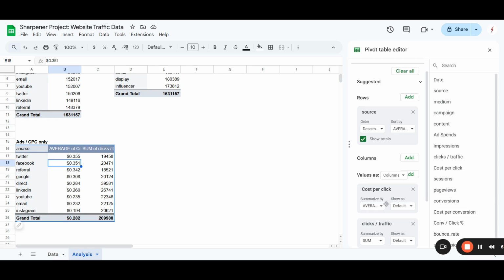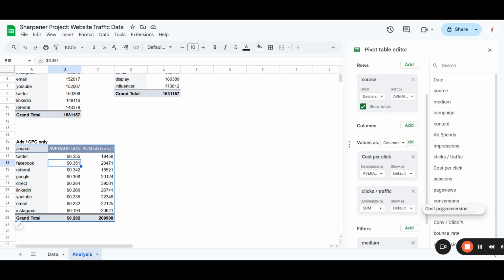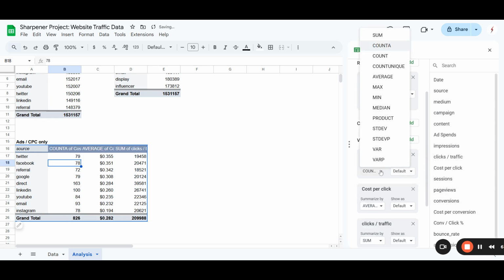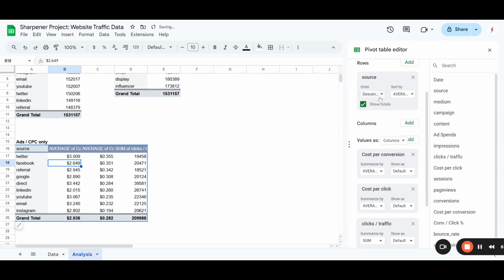However, let's also add cost per conversion. Is it also the same story? Is Twitter having the maximum cost per conversion? We do the average, and now we sort it on the basis of cost per conversion. Well, no. Although the cost per click of Twitter was the highest, its cost per conversion is at $3.